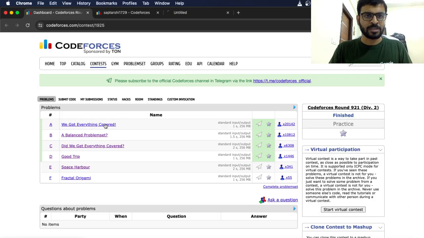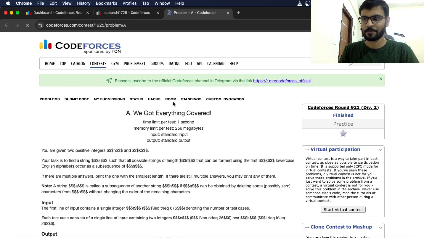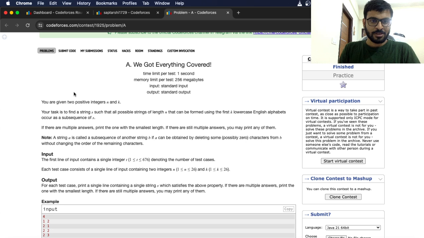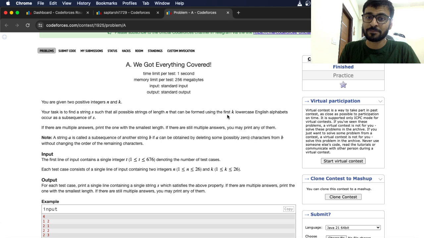The first question, we got everything covered. So what this says is we have two positive integers n and k. Your task is to find a string s such that all possible strings of length n that can be formed using the first k lowercase English letters occur as a subsequence of s. That is, if k is 3, that means a, b and c. If k is 5, a, b, c, d, e. So using that, all possible strings of length n that can be formed must occur as a subsequence of s, and you have to find that s.